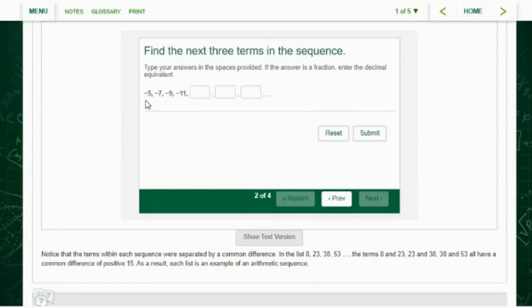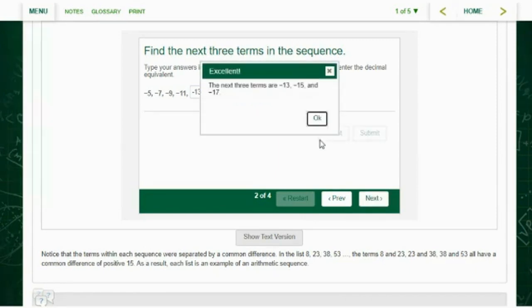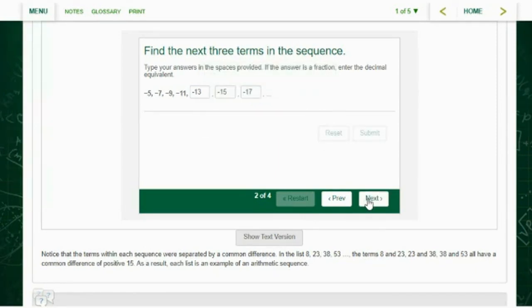It gives you another one. This one is going -5, -7, -9, -11. Obviously, it's going down 2. It's subtracting 2 every time. So we just subtract 2 every time, and we can see we're correct in that sequence.